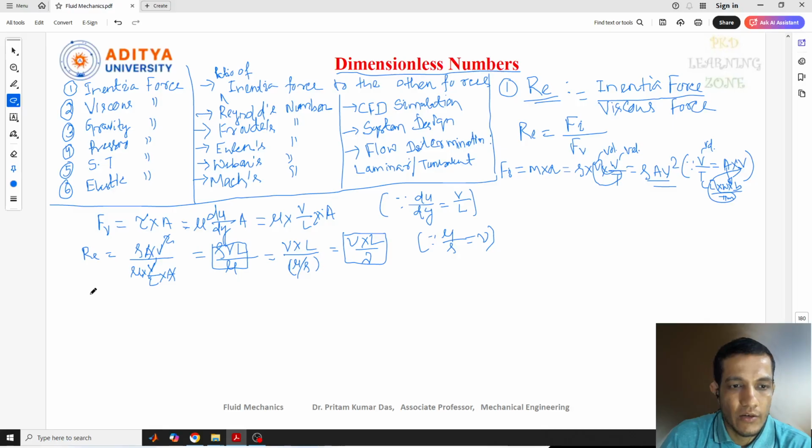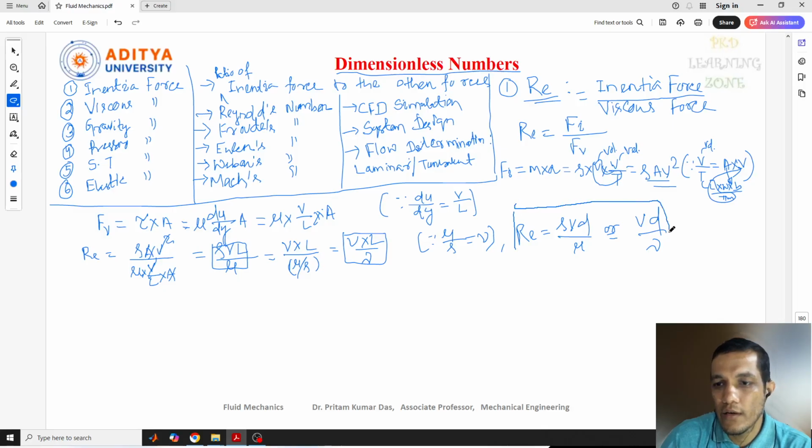In that case, we can write Re equal to rho VD by mu, or similarly VD by nu. Any one can be considered. So this is about the Reynolds number.